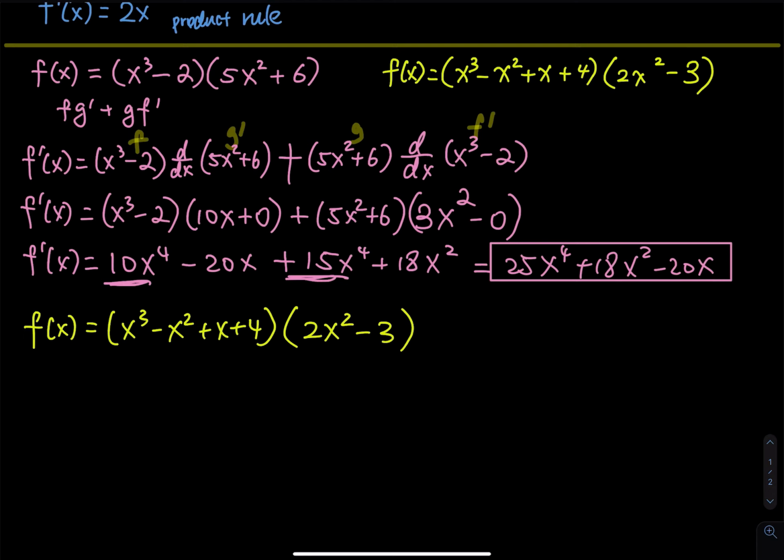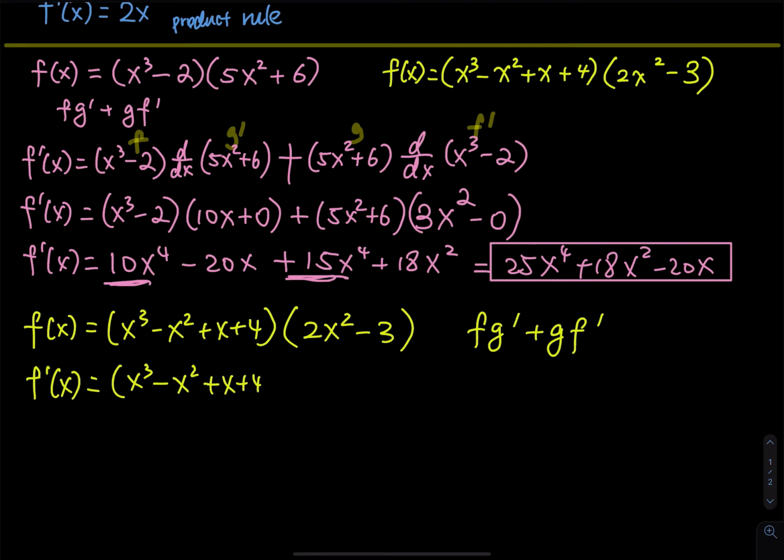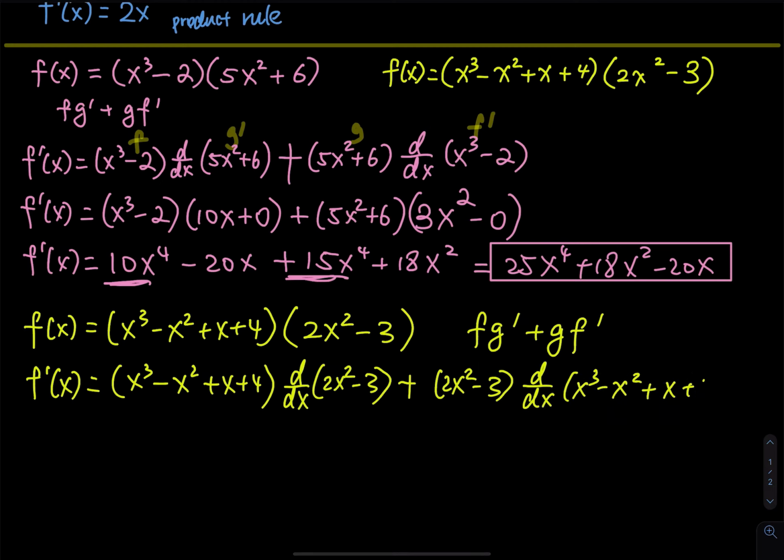What's the first step? The first step, of course, you write down the formula. So the formula is fg prime plus gf prime. Okay, and then f prime of x is equal to fg prime, so you copy f. By saying the f, I mean the first factor, x to the third minus x squared plus x plus 4, and then you take the derivative of g, so that is d/dx of 2x squared minus 3, and then plus 2x squared minus 3, the derivative of the first factor, x to the third minus x squared plus x, and then plus 4.